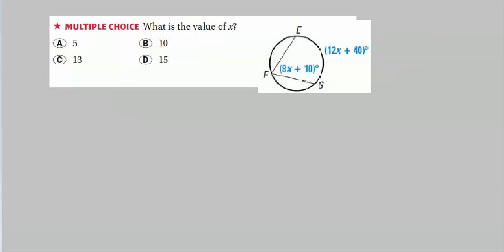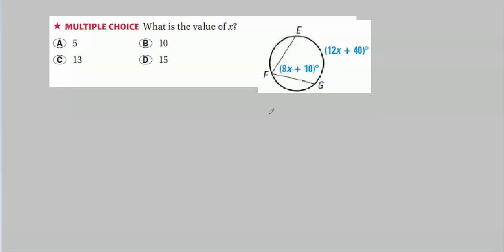Here we have another one. It's just simple algebra. You just have to know which equation to set up. The measure of the arc is 12x plus 40, whereas the inscribed angle, which intercepts this arc, is 8x plus 10. And we already know that the measure of this arc must be double the measure of the inscribed angle, or we could say the measure of the inscribed angle is 1/2 of this.